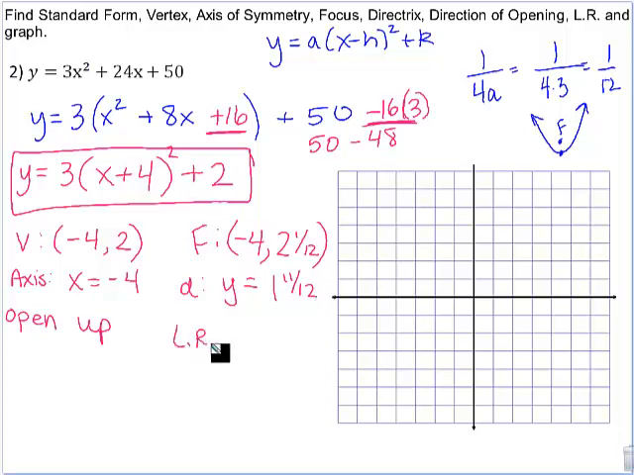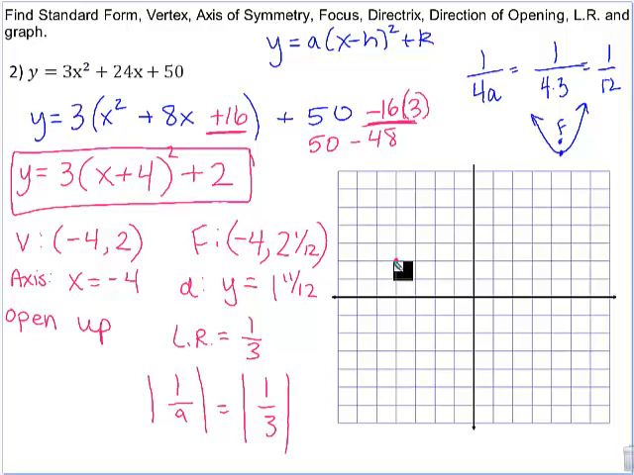Now we need to know what the LR is. That's the absolute value of 1 over a. Your a here is 3, so the absolute value of 1 over 3 is a third. Okay, so we need to graph it. Where will we start for graphing this? You will start with the vertex. So we're going to start with negative 4, 2.